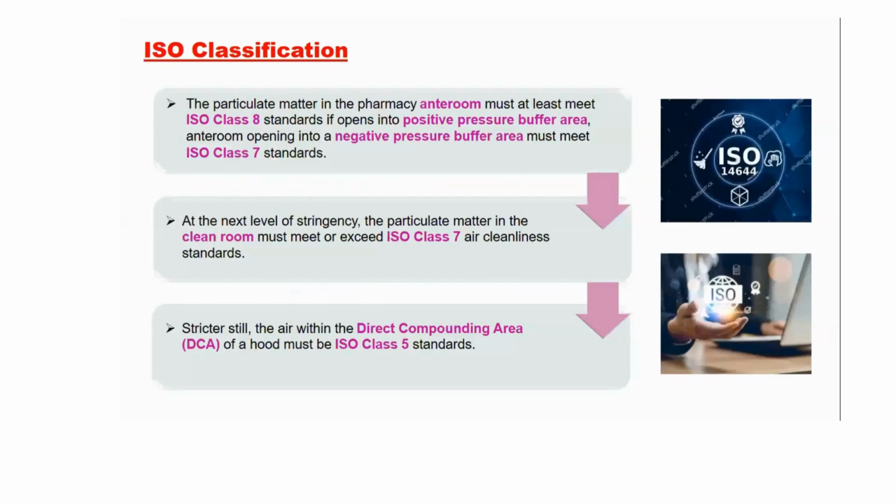The particulate matter in the pharmacy anteroom must meet ISO class 8 standards if it is open to a positive pressure buffer area, while if it is open to a negative pressure buffer area, it must meet ISO class 7 standards. At the next level of stringency, the particulate matter in the clean room must meet ISO class 7 standards. Stricter still, the air within the direct compounding area of a hood must meet ISO class 5 standards.